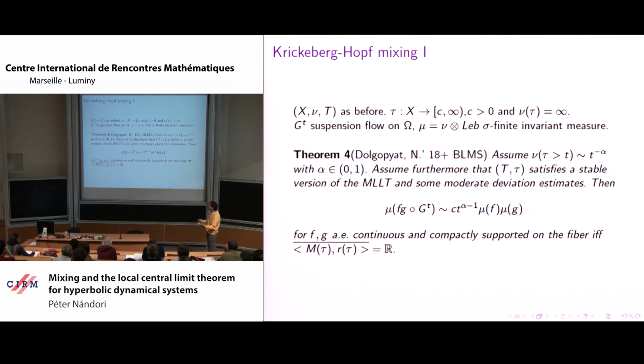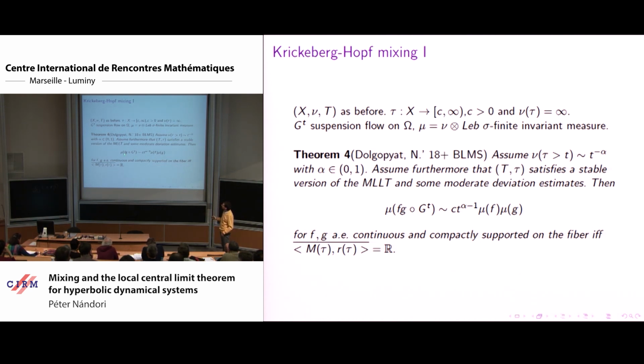But there are substantial differences, okay? So first I assume it's polynomial tail. Well, actually, we consider slowly varying as well, but I just ignore this for the sake of this talk, okay? So assume it's polynomial with alpha between 0 and 1. Assume furthermore that T tau satisfies a stable version of the MLLT with some alpha, well, that's the alpha, right? And some moderate deviation estimates.